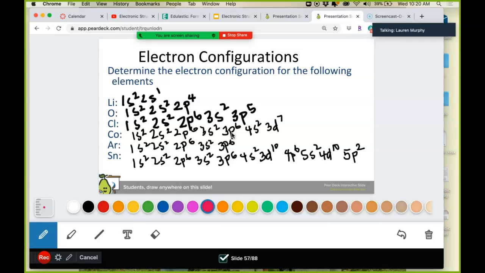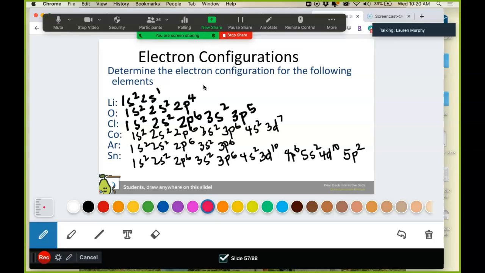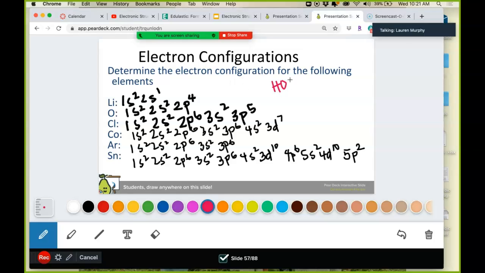Okay. So now we need to use some of the vocab terms that I briefly introduced. So we're going to talk about highest occupied energy level, which is often referred to as the valence shell. It's the outermost shell of electrons. And the reason that the valence shell is important is because the valence shell has the electrons that will be involved in bonding and will determine how certain atoms behave chemically. So we're going to do that and the valence electrons.